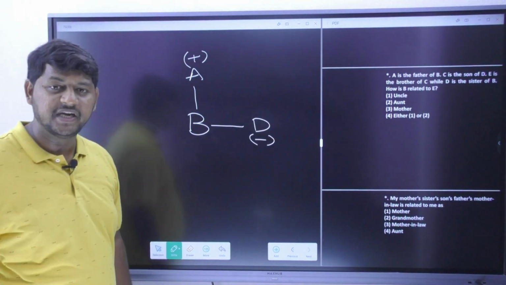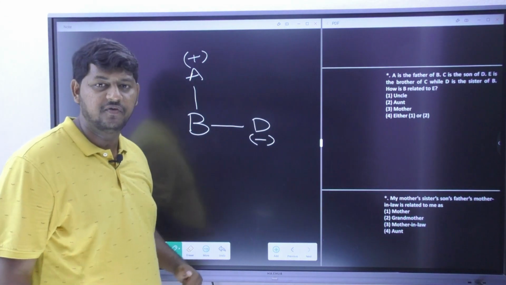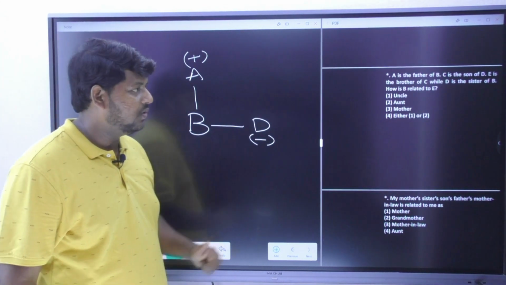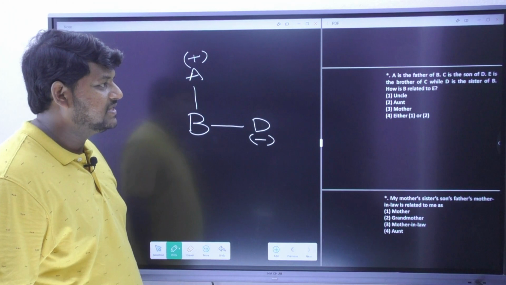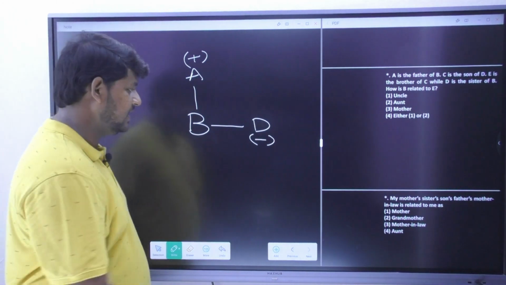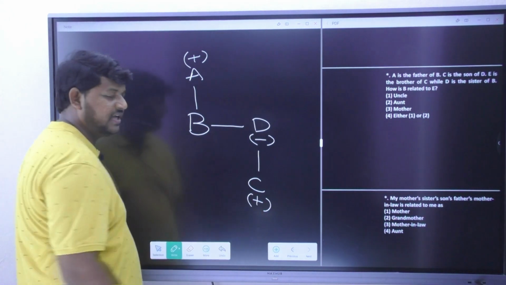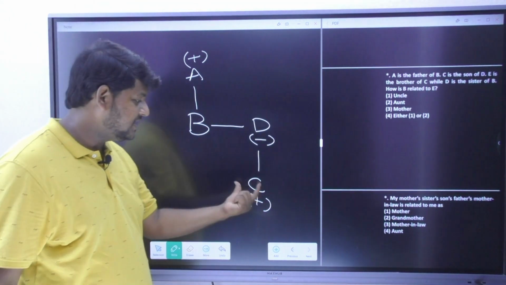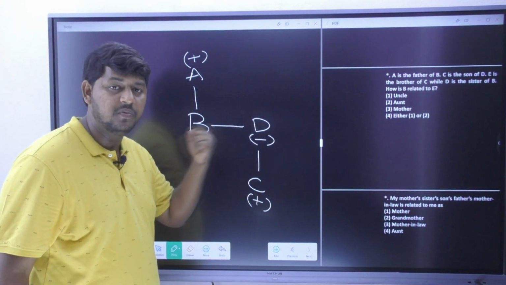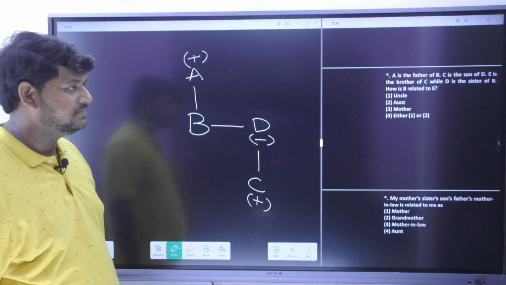You can confirm the gender of D. Again, you cannot confirm the gender of B. Now let us move back to the question. C is the son of D. C became the son. So can I confirm the gender of C as a male? C became the son of whom? D over here.